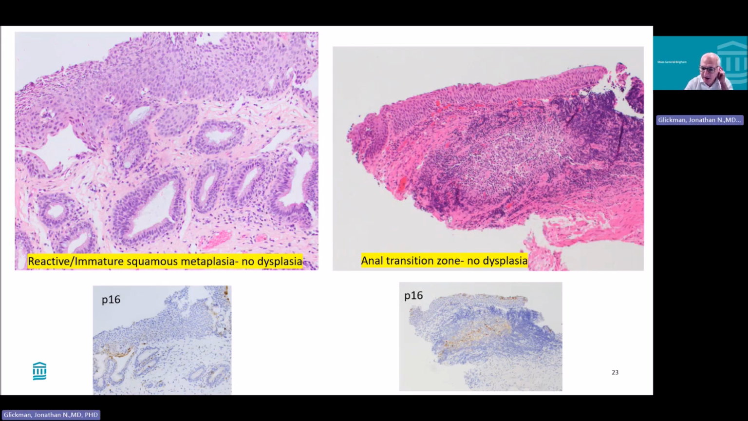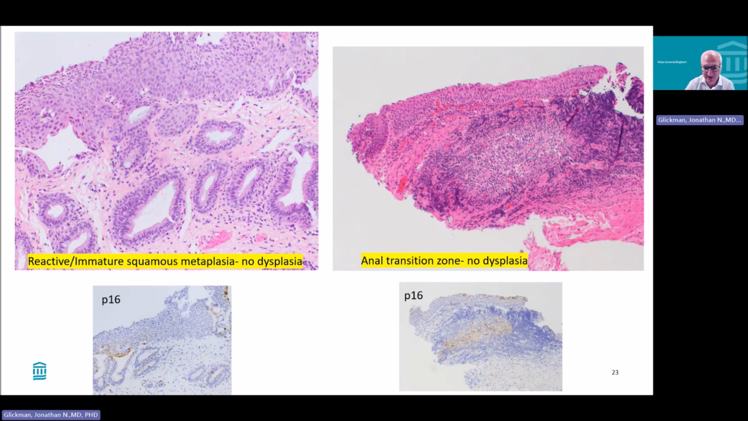Here are some other examples of stain results that are not block-like. So this on the left is an example of immature squamous metaplasia, which is reactive, so not dysplastic.